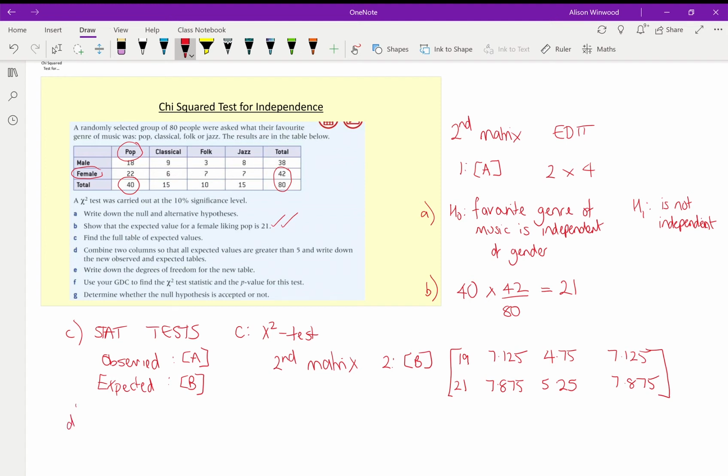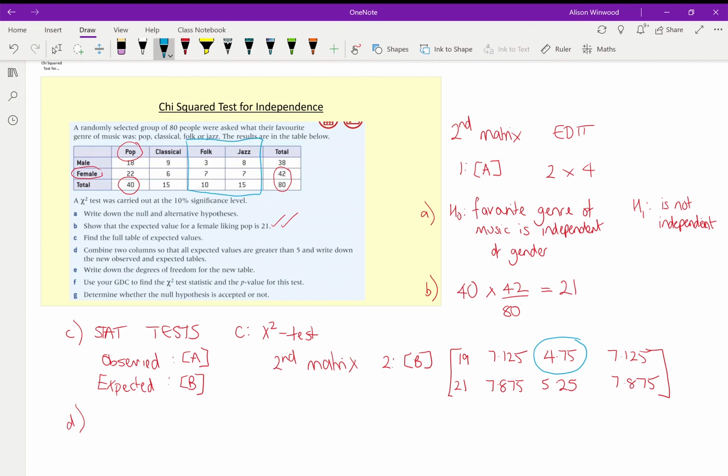Now, there is a rule for chi-squared that says each value must be greater than 5. So this value of 4.75 is too low for us to perform a chi-squared test. And the way to get around that is to just combine 2 of the columns. So we're going to combine folk with jazz, just because they're adjacent to each other.